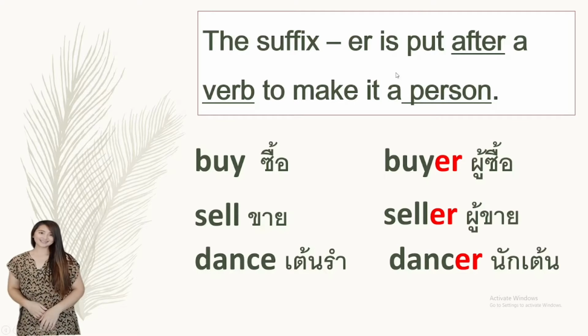Again, we use the suffix ER after a verb to make it a person. Please repeat after me. Buy, buyer. Sell, seller. Dance, dancer.